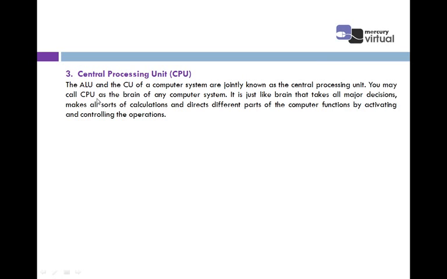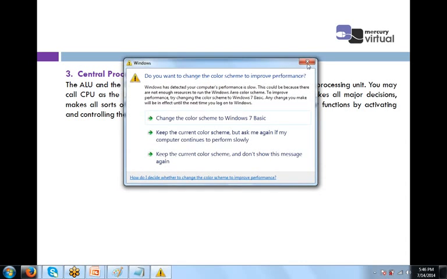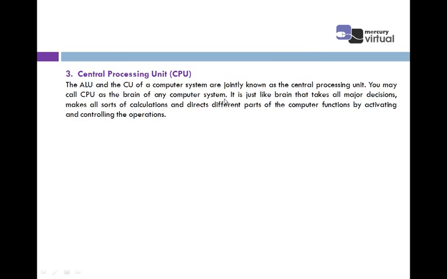This is written over here. The CPU acts as the brain of any computer system. It is just like a brain that takes all major decisions, makes all sorts of calculations, and directs different parts of the computer functions by activating and controlling the operation.